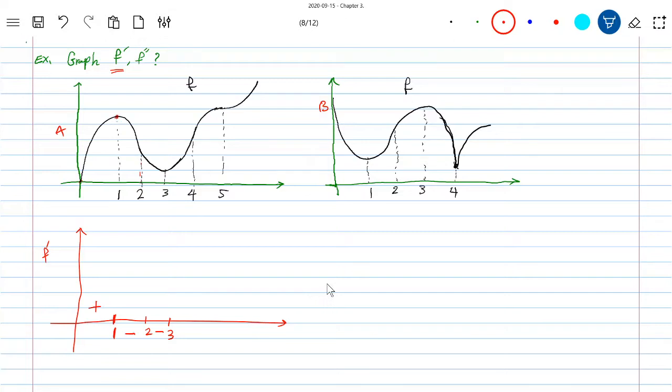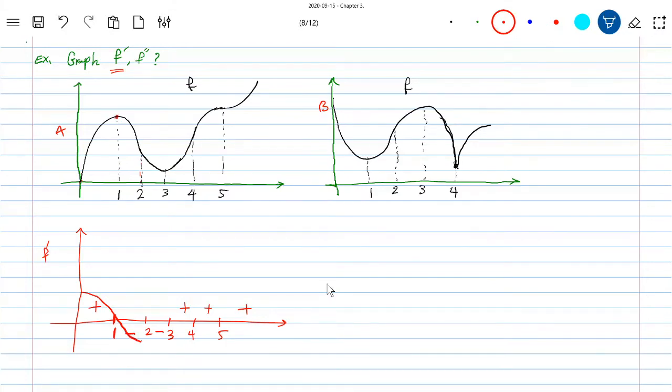From 3 to 4, the function is increasing, so the derivative must be positive. From 4 to 5, the function is still increasing in this section. And from 5 on, the function is still increasing. So it should continue to follow this behavior. So what I'm going to do is start from somewhere here, around 0, in the positive area, and then it goes to the negative area. So somehow it comes here.